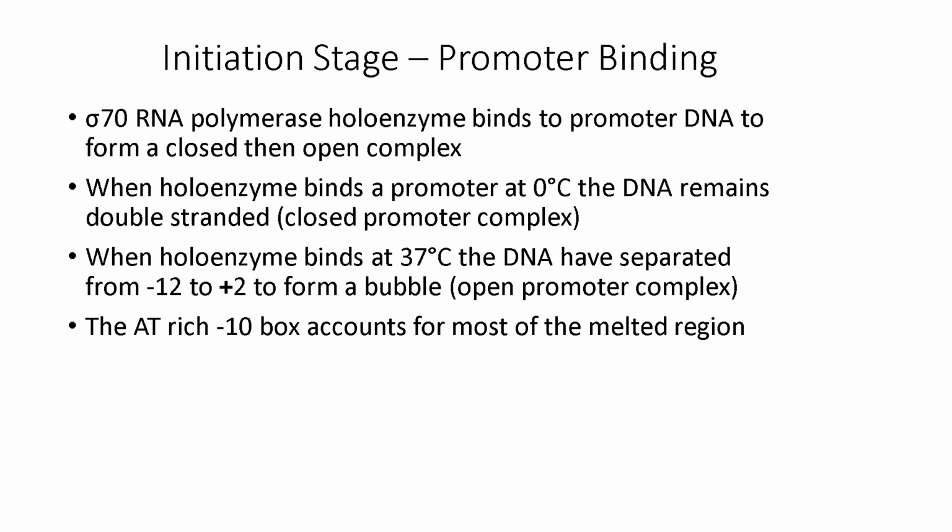When the holoenzyme binds to DNA at 0 degrees Celsius, the DNA remains double-stranded. This is called a closed promoter complex. However, at physiological temperature, around 37 degrees, the DNA unwinds from position -12 to +2, forming an open promoter complex. The AT-rich -10 box facilitates the melting of the DNA strands.